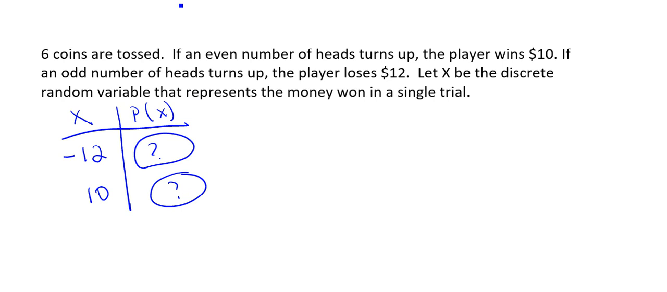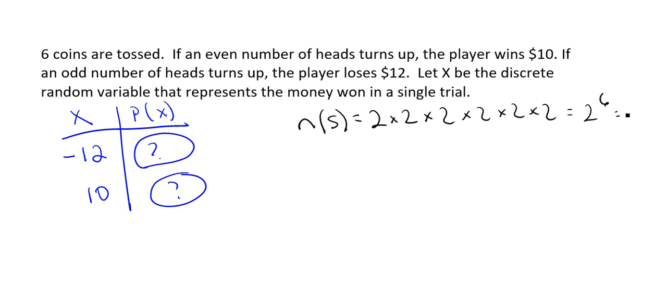So in order to figure that out, let's look at the experiment. The experiment is we're going to toss 6 coins. So we know that there's a sample space. Every coin has 2 possible outcomes, and I'm going to do 6 coins. So 2 times 2 times 2 times 2. Each coin has 2 outcomes. They're all independent. So I could also just say 2 to the 6. So there's 64 different possible outcomes.